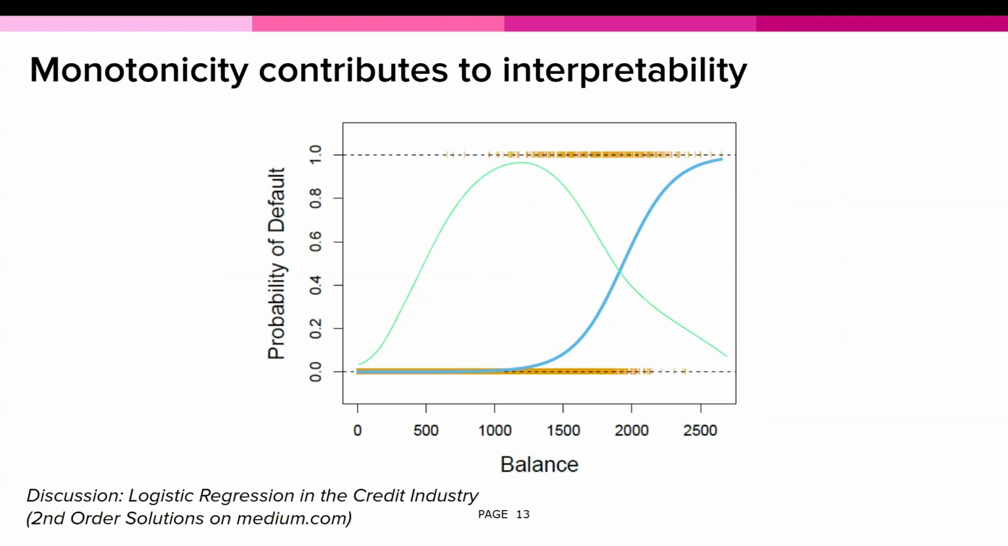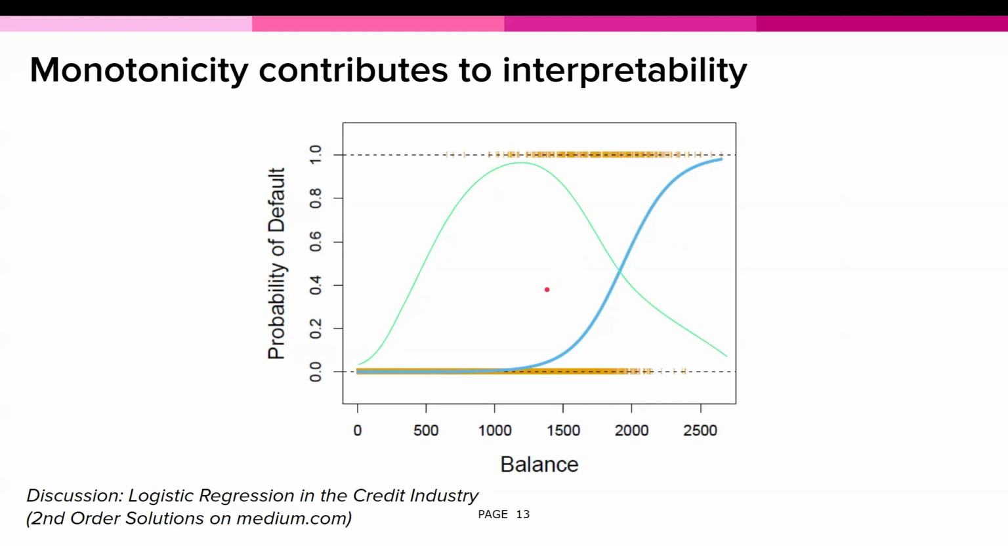And so in certain industries, such as the lending industry that's highly regulated, it's important to have simple and interpretable models. For instance, when a credit application is denied, lenders must provide specific reasons for rejection. And so in this context, logistic regression makes sense because it's interpretable. Lenders can identify which variables contributed to a decision to accept or reject a loan applicant. And so monotonicity is a part of this picture of interpretability.